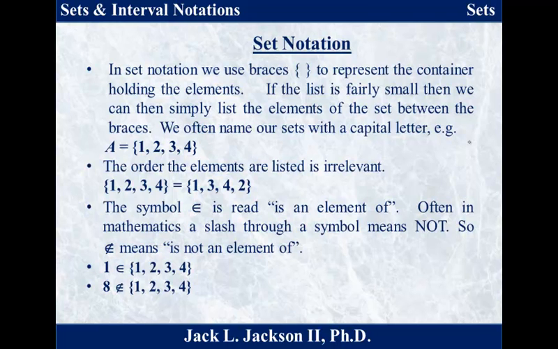Now this symbol looks kind of like an E or an epsilon. It is read "is an element of." Often in mathematics we use a slash through a symbol to mean not. So like you're familiar with not equal to, not less than. So this symbol here with the slash through it means "is not an element of." So we could say 1 is an element of the set containing 1, 2, 3, 4. But 8 is not an element of the set containing 1, 2, 3, 4. So with a simple list like that, it's very easy to see if something's an element or not an element. And of course, if you've got a small number of items, the best way you can describe a set is just to list them out with this notation.